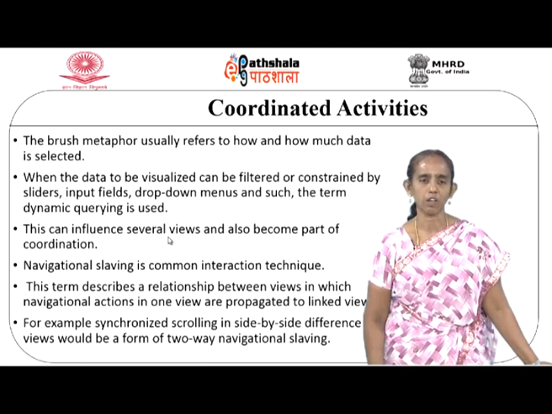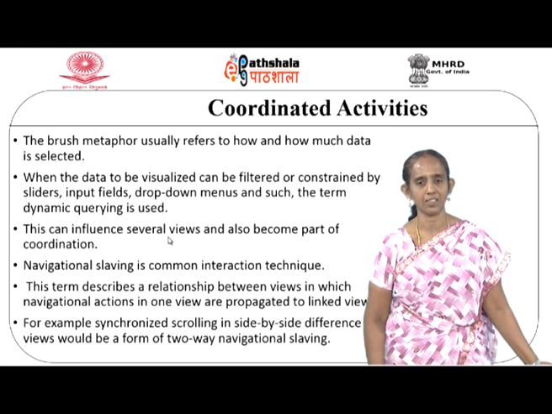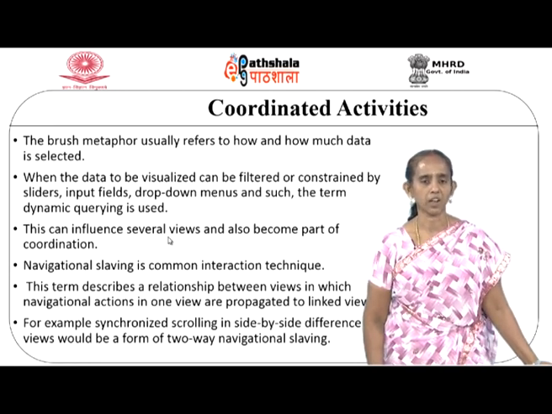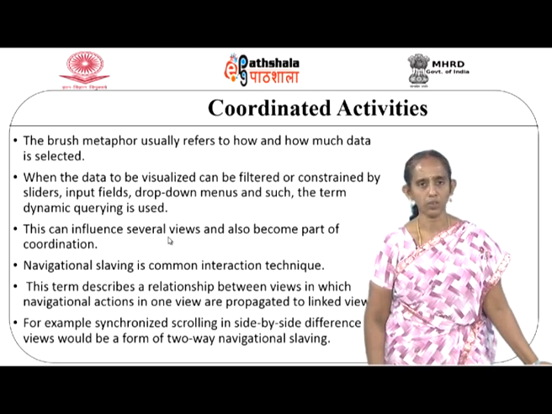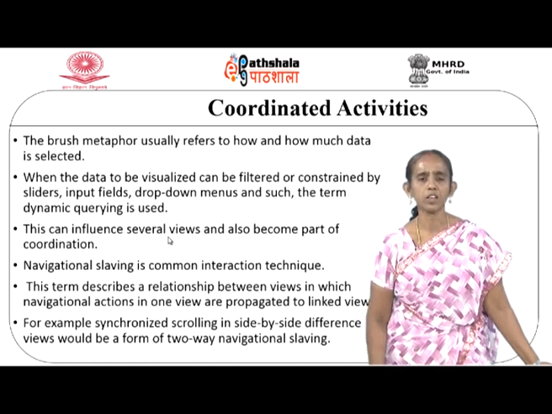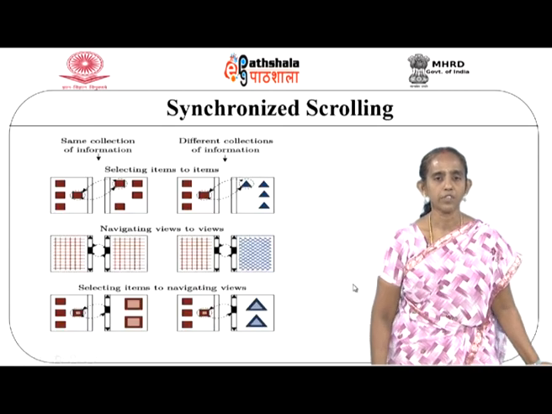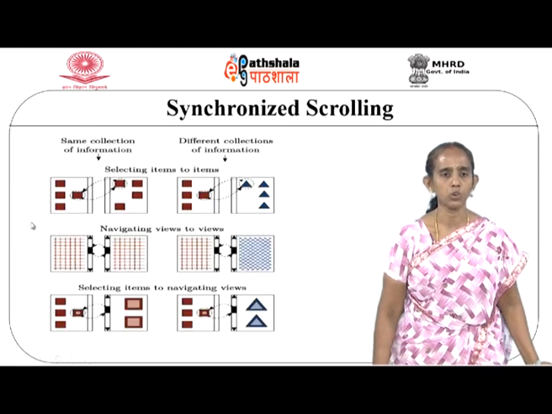Navigational slaving is another common interaction technique that happens in multiple views. This term describes a relationship between views in which the navigational actions in one view are propagated to the linked views. For example, the synchronized scrolling that happens in side-by-side views would be a form of two-way navigational slaving. So this is an example of synchronized scrolling that happens in two side panes.